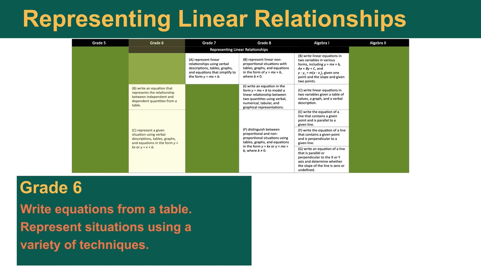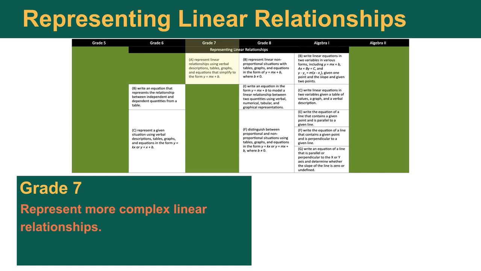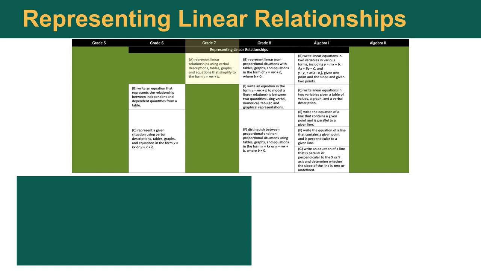In 6th grade, students learn to take values from a table and write equations that represent the linear relationship between them. Also, students learn a variety of representations for linear relationships. These include graphs and equations, as well as tables and verbal descriptions. In 7th grade, students continued to represent more complex linear relationships using verbal descriptions, tables, graphs, and equations.